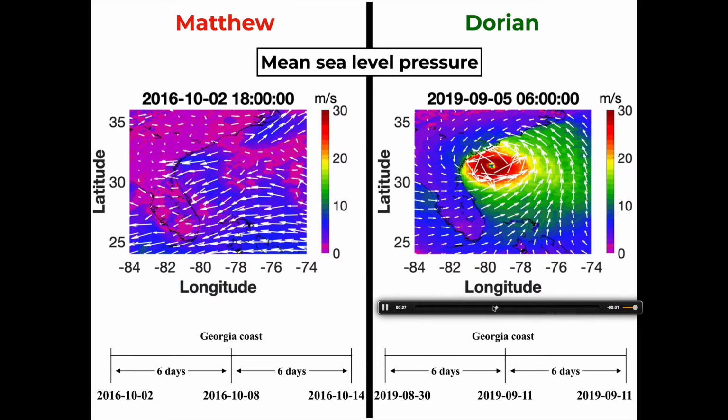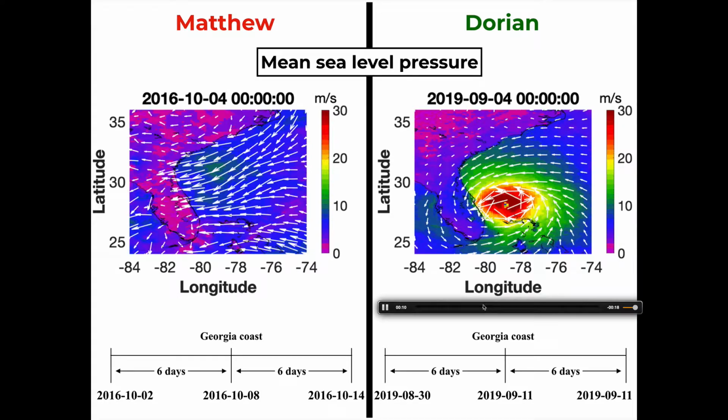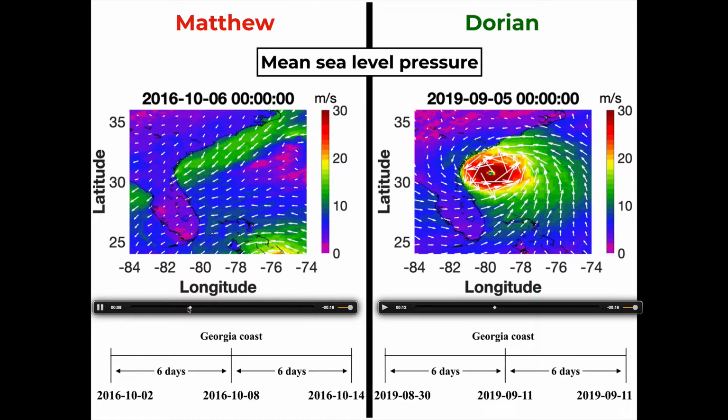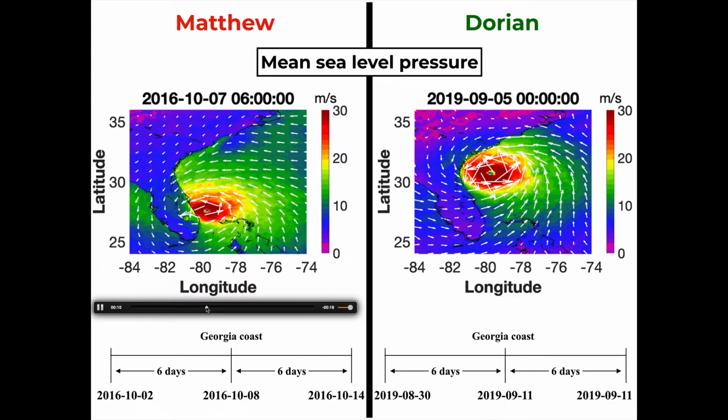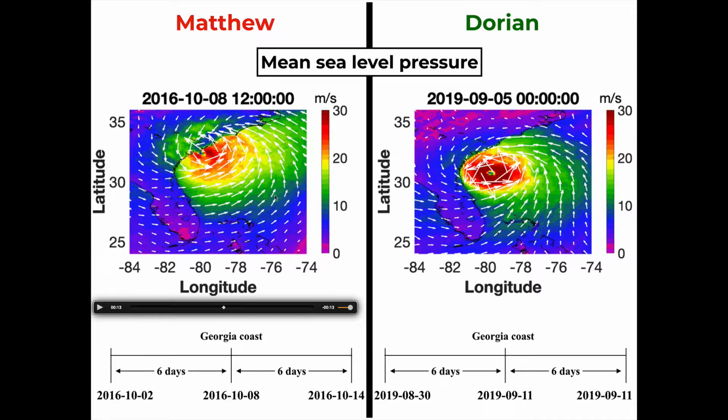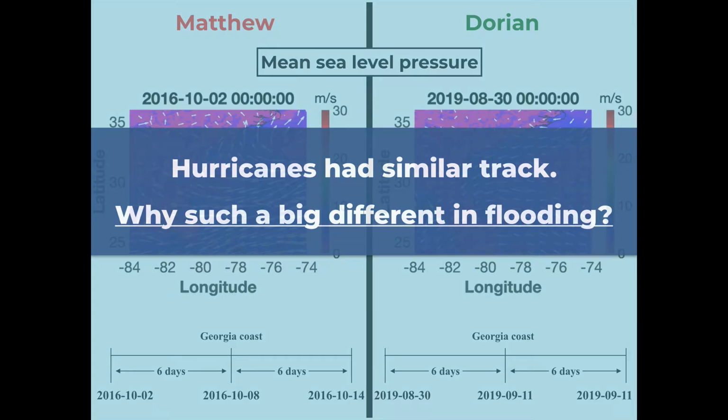In fact, let me go backwards. This is one track, you can see it here, and let's stop it right there, and then we can go on this one here again. We can see the track, and this is at the peak of the hurricane. Essentially these two hurricanes had a very similar track. And so the question really is, why did we have hurricanes with similar tracks, but such a big difference in the flooding that we experienced at the coast?